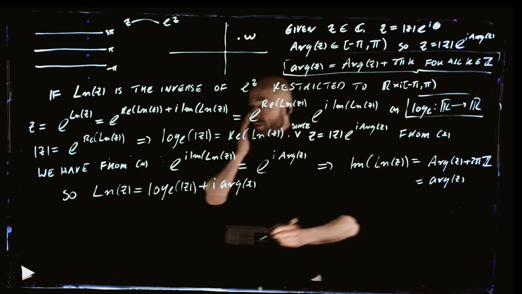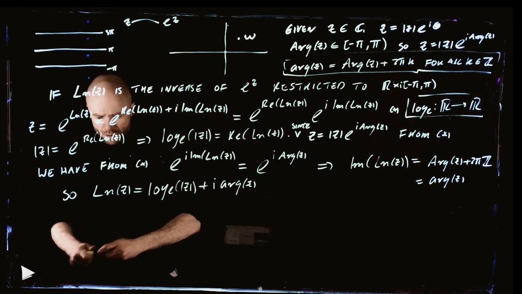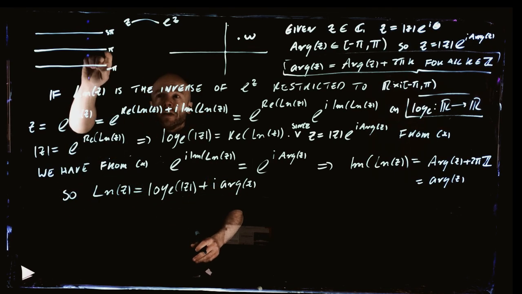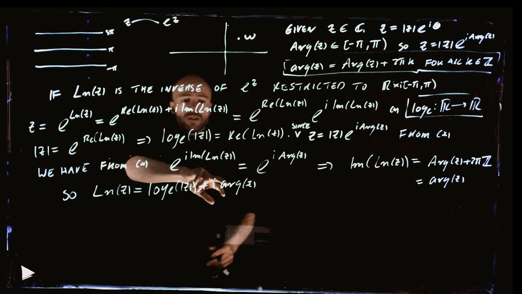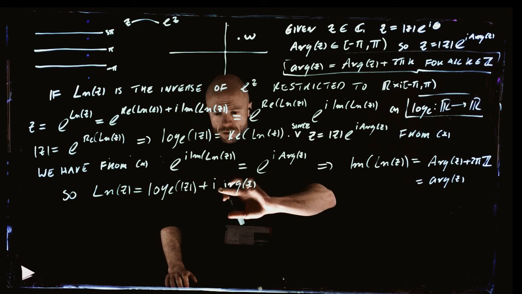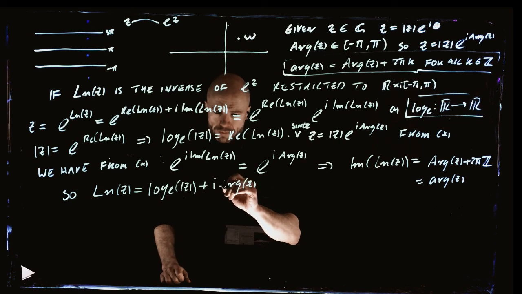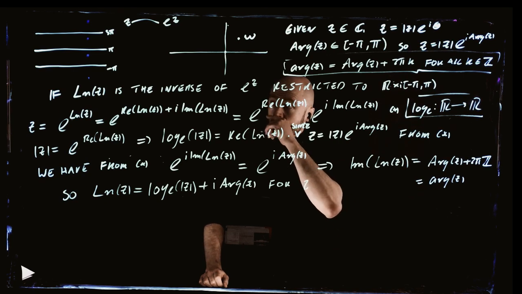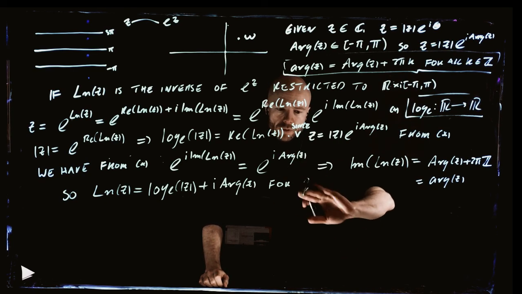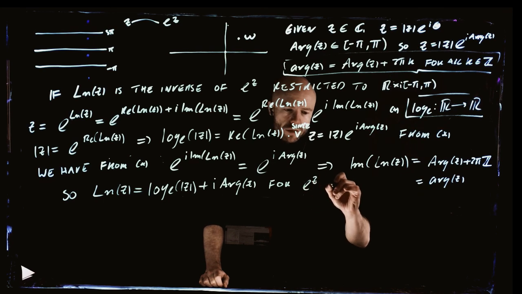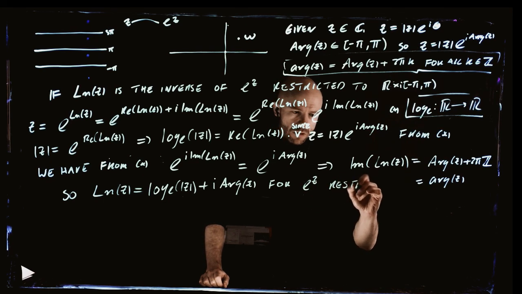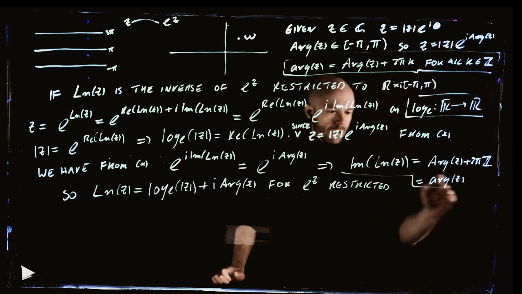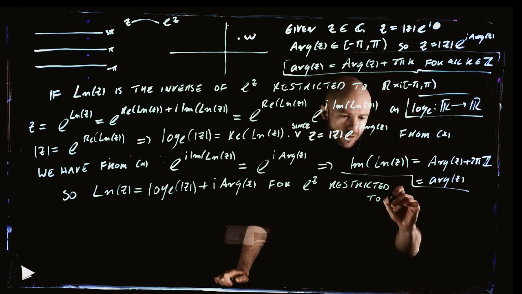Yeah, and let's compare it to a picture. Well, if we restrict this thing just to minus pi to pi, then it is indeed a well-defined function, and we would have this thing for e to the z restricted to just one of these strips.